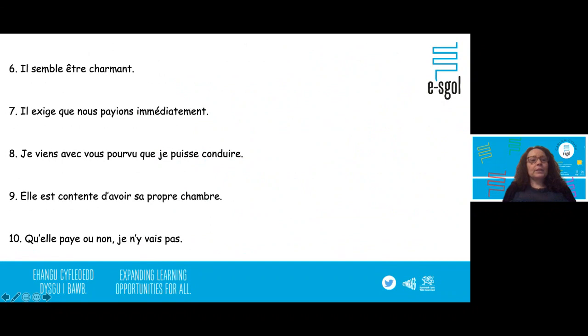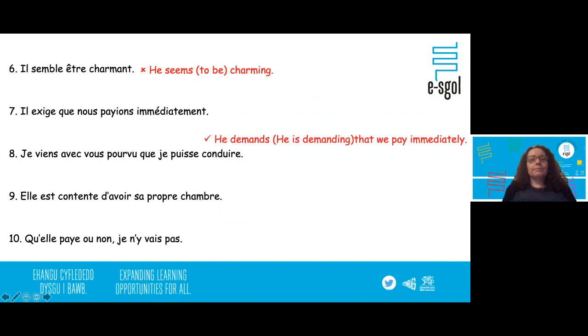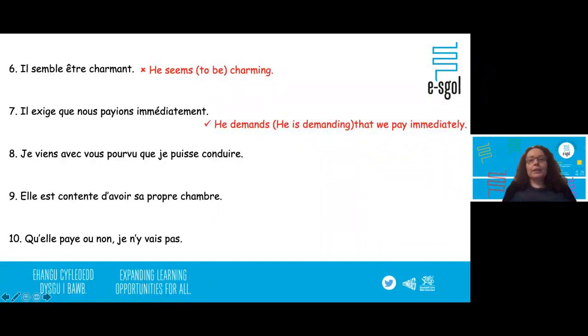Number 6, numéro 6. Il semble être charmant. Any subjunctive there? No. He seems charming or he seems to be charming. Numéro 7. Il exige que nous payions immédiatement. Can we see the subjunctive there? Yes, we can. He demands or he is demanding that we pay immediately. Numéro 8. Je viens avec vous pourvu que je puisse conduire. Je puisse. Is that the subjunctive? Yes, it is. I'm coming with you provided that I can drive.